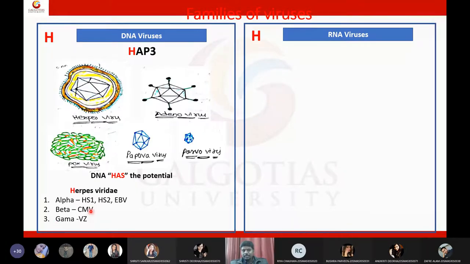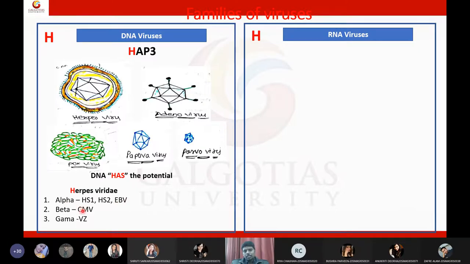HSV2 means herpes simplex 2. Very good. And EBV stands for? Don't make mistakes. EBV stands for anyone? I repeatedly said that. Epstein-Barr virus. Okay. EBV stands for Epstein-Barr virus.